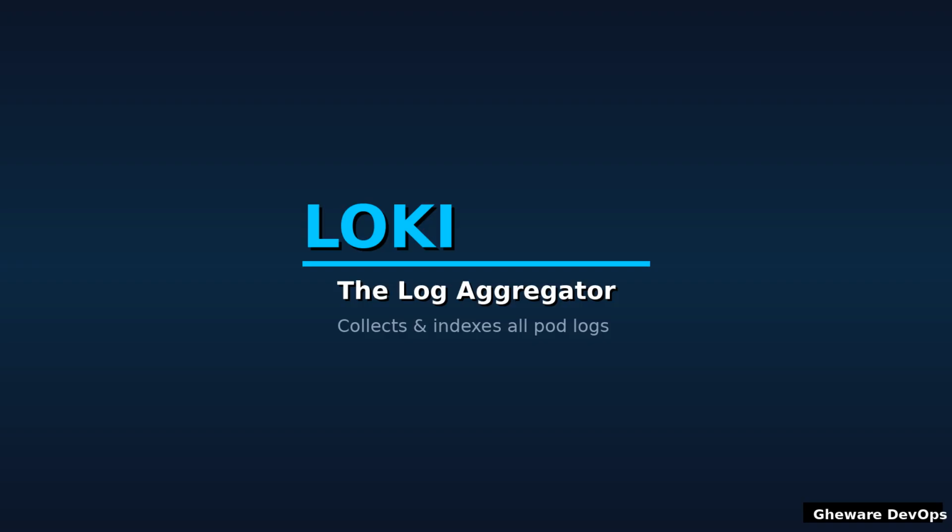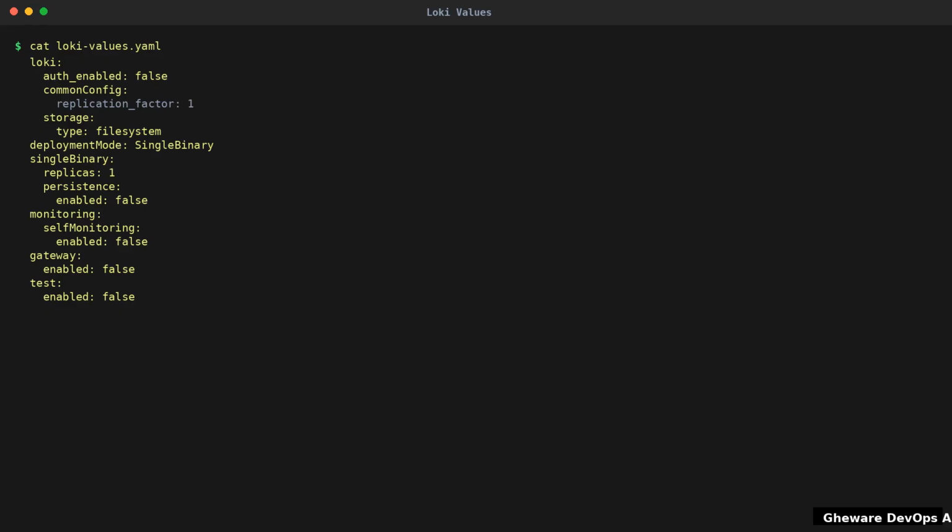Loki for logs, built by Grafana Labs. It's like Prometheus but for logs. Cost effective because it only indexes labels, not full log content. Our Loki values keep it simple for local development. Auth disabled. Single binary mode, all components in one pod. File system storage instead of cloud object storage. Perfect for our kind cluster.